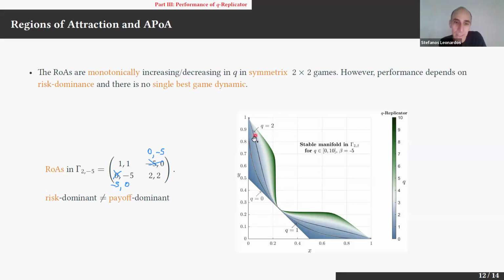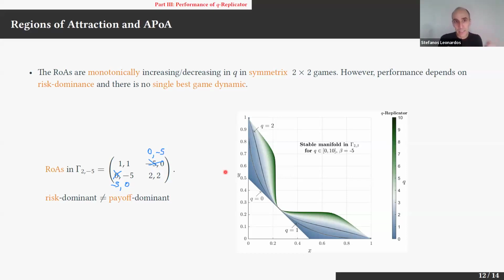Standard replicator is better, and as you increase the Q, it's even better. We don't have exactly a game theoretic interpretation of why this is the case, which would be an interesting point. But essentially, what I want to say as a takeaway here is that the best equilibrium does not always have the largest region of attraction.